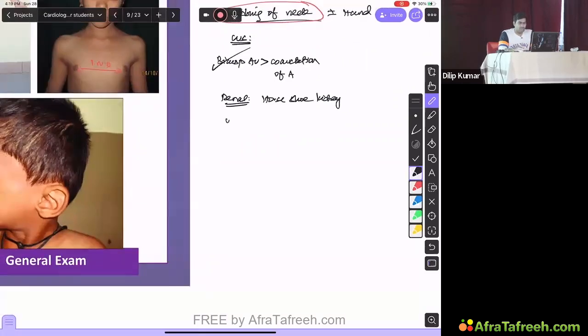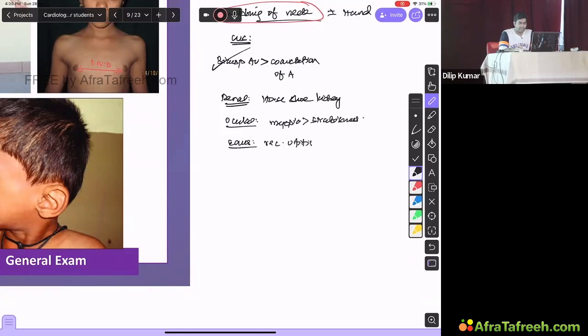Then coming to ocular problems: myopia and strabismus. What are the ear problems? They'll get recurrent otitis media and sensorineural hearing loss. What are the skin problems? They can get multiple pigmented nevi.